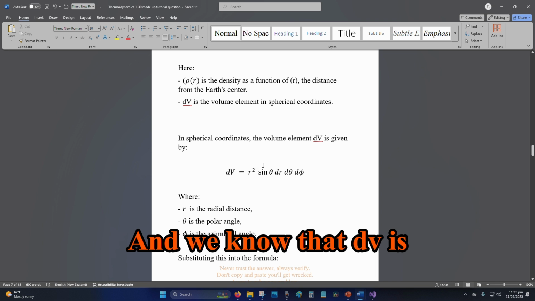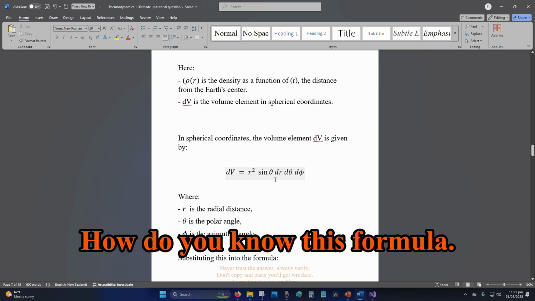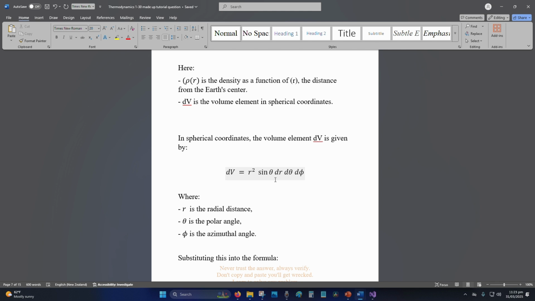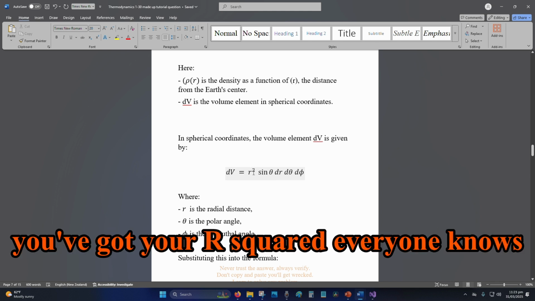And we know that dV is given by this formula. How do you know this formula? This is from high school, I believe. Maybe your high school taught it. So you've got your r squared.